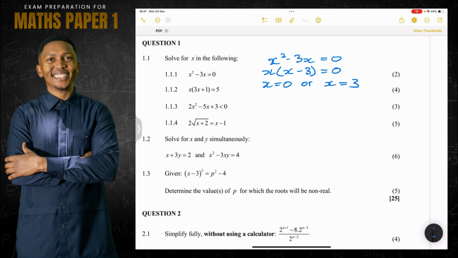Right, so those are the two factors that we had. We are using the zero product rule, and in this case it means that both are equal to 0, and as a result we can move on to the next one.